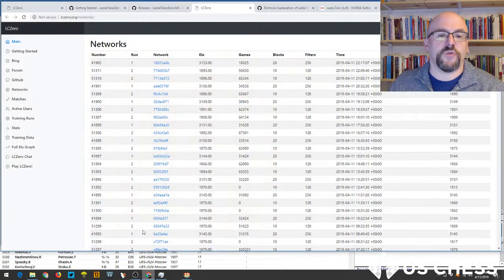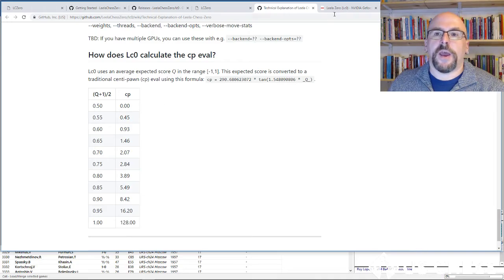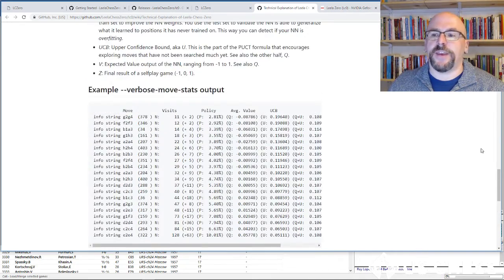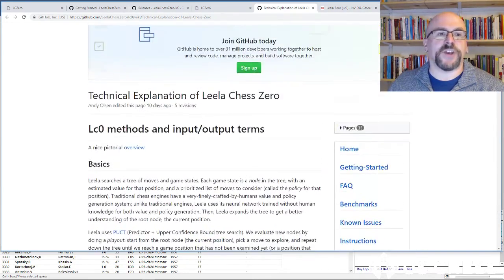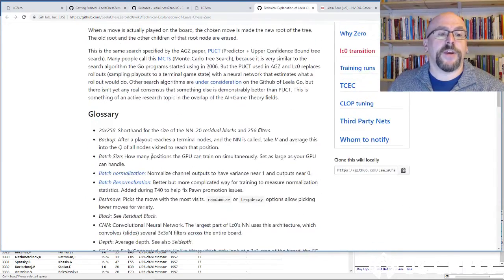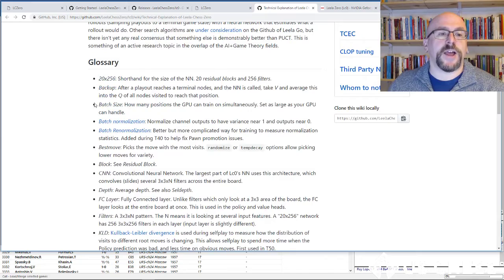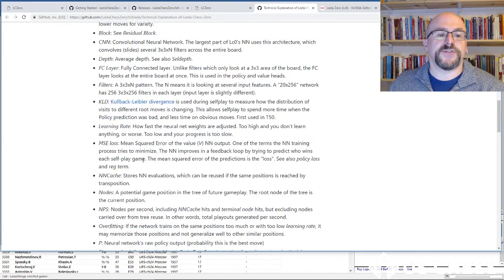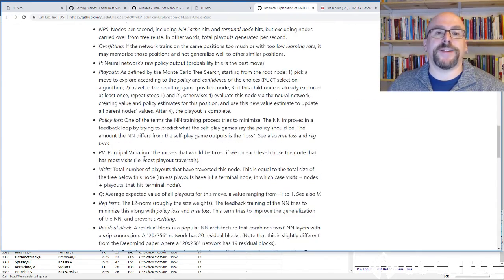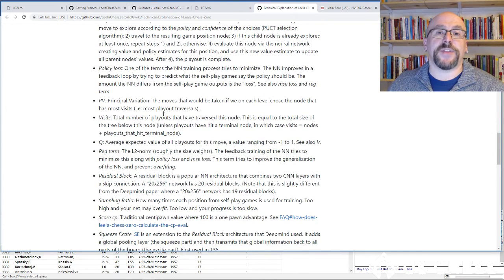But if you ever do want to tweak any of these, you can always look at the technical explanation of Leela Chess. This is a very nice webpage. Again, you will have the link. You don't need to write anything down. And they'll show you a glossary of all the different terms, so you can try to figure out how you might configure it to your heart's content and try to squeeze out the most game rollouts per second.